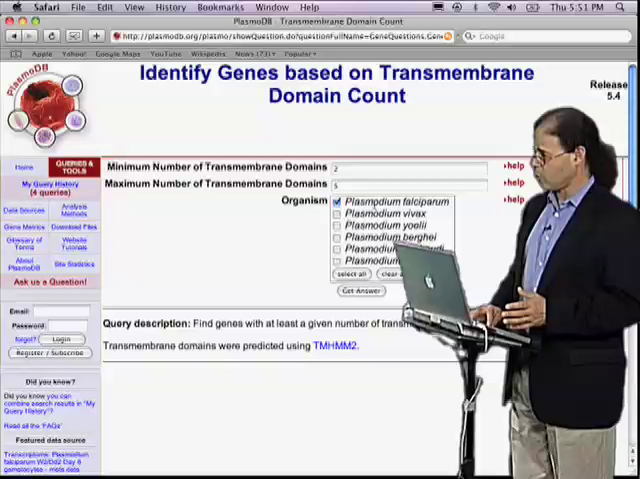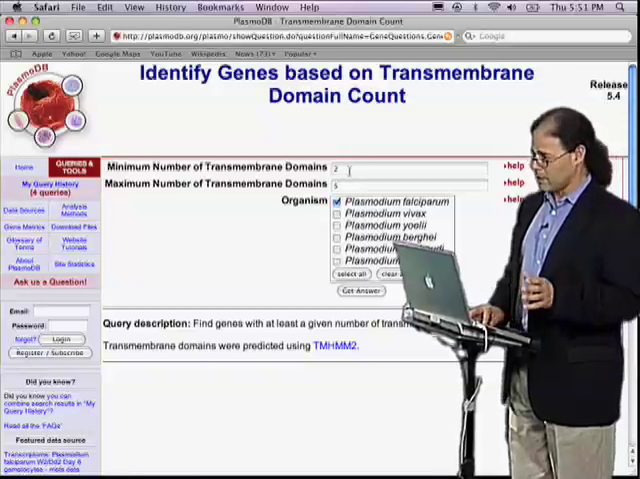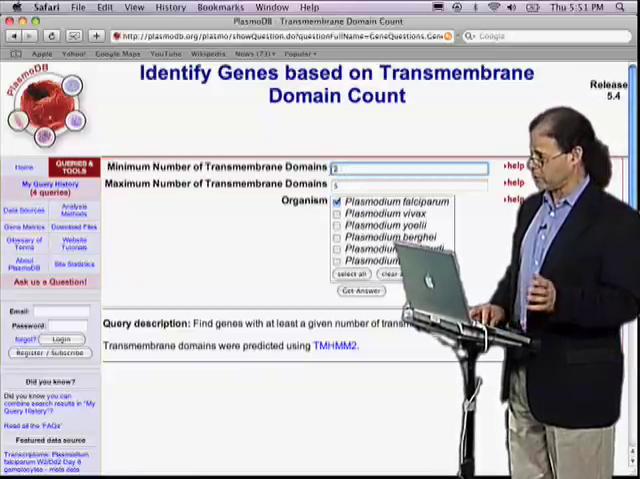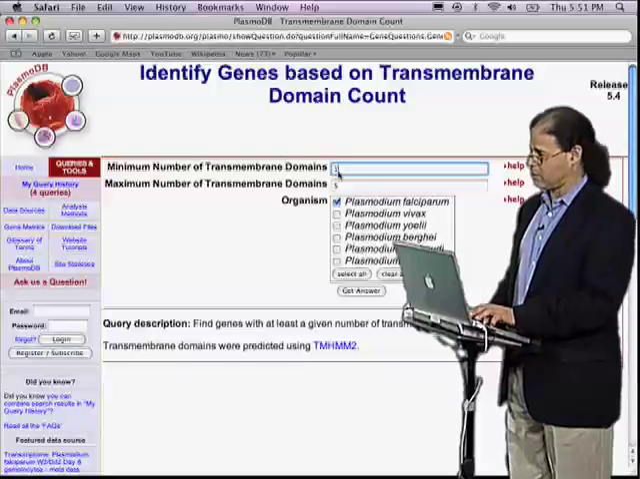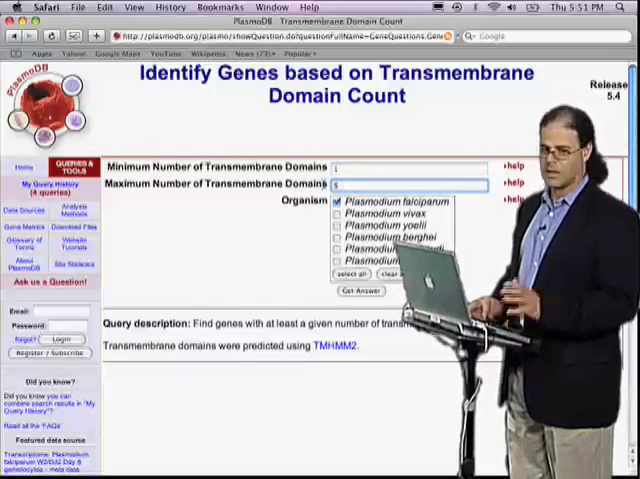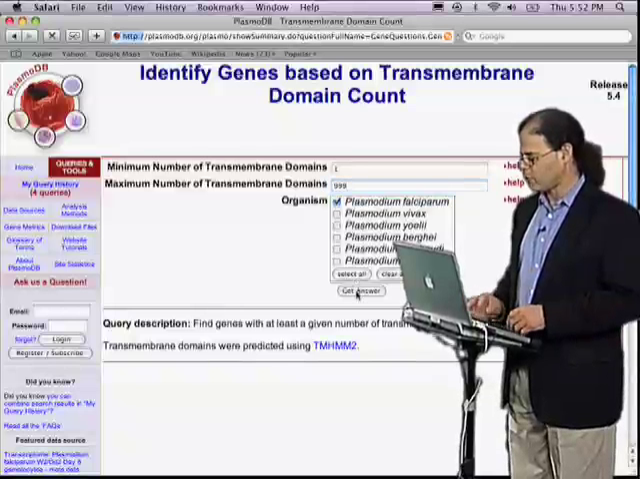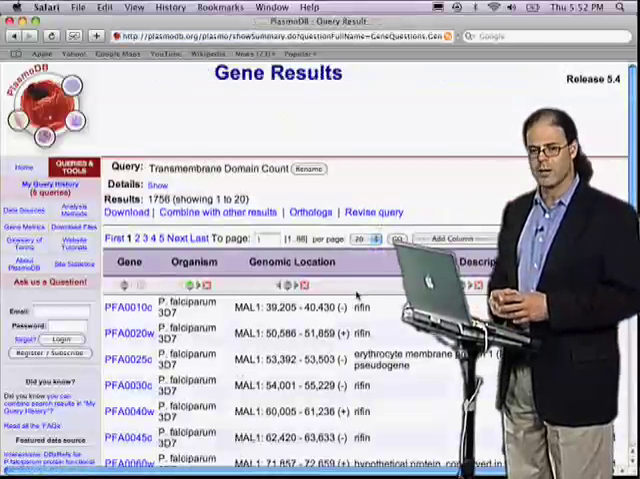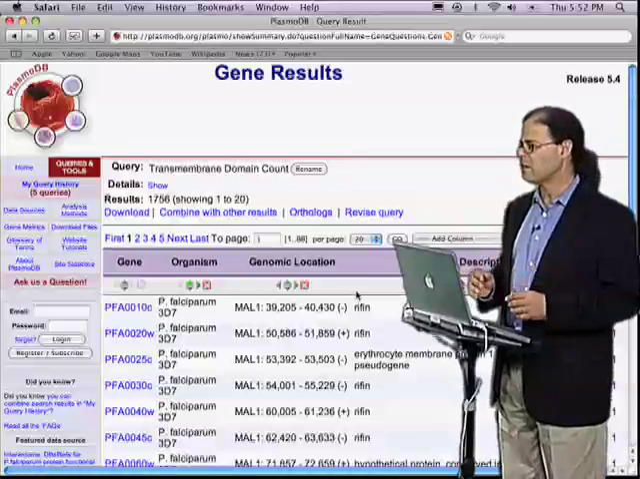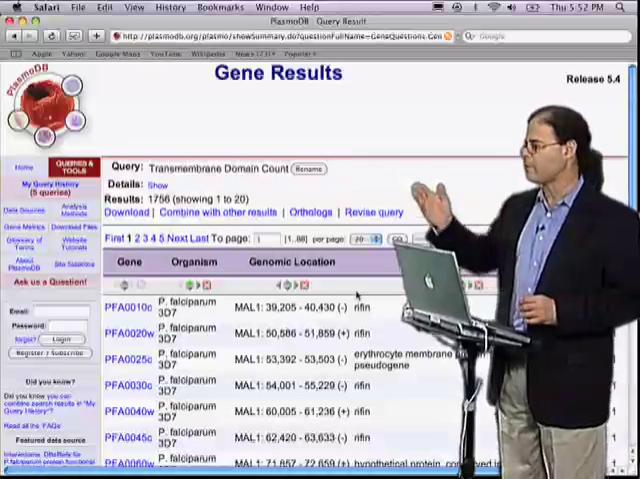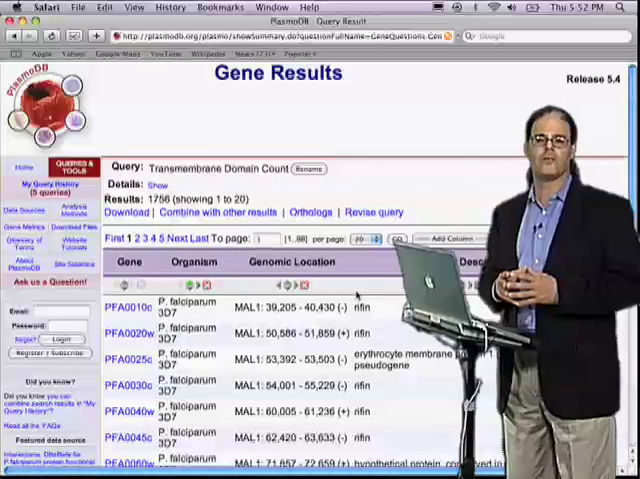Once again, we will look only in Plasmodium falciparum. I'm not interested in proteins with 2 or 10 transmembrane domains. I'm really interested in proteins that have at least one. I don't care how many, at least one and no more than 1,000 transmembrane domains. And now we see a slightly larger number, actually about double the number, 1,700 proteins.